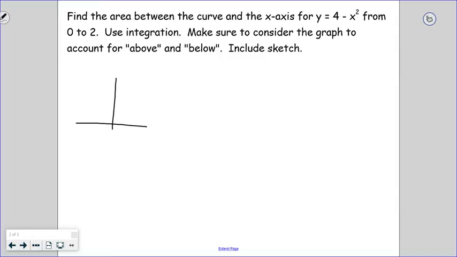Okay, so we would be looking at a parabola, right? y equals 4 minus x squared. That's an x squared, which is a parabola. The negative does what to your parabola? Yeah, flips it upside down, and the plus 4 moves it up 4, okay?